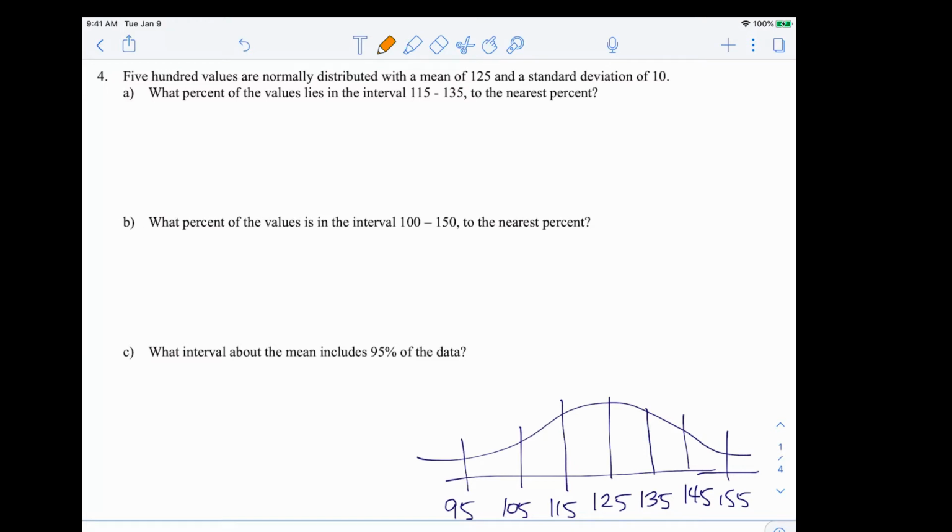So 100 is going to be about right here, and 150 is about right here. And we're looking for that area in between them. But 100 and 150 are not exactly 1, 2, or 3 standard deviations from the mean. So to figure out this percentage, I have to calculate the z-scores first. So first I'm going to find the z-score for 100. So z equals 100 minus 125 divided by the standard deviation of 10, which is a negative 2.5.